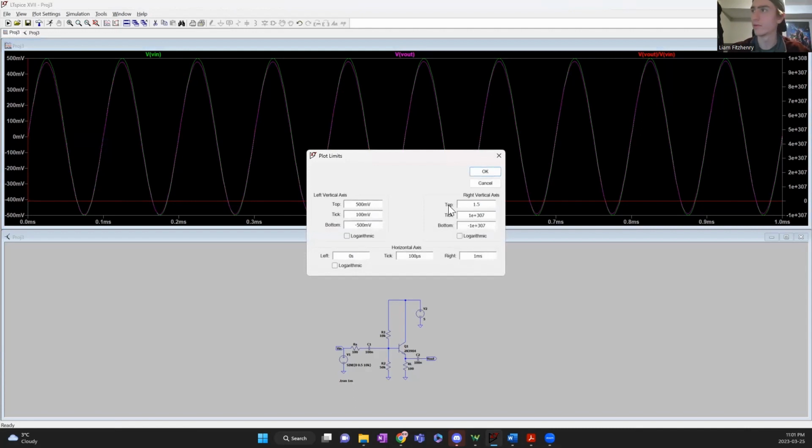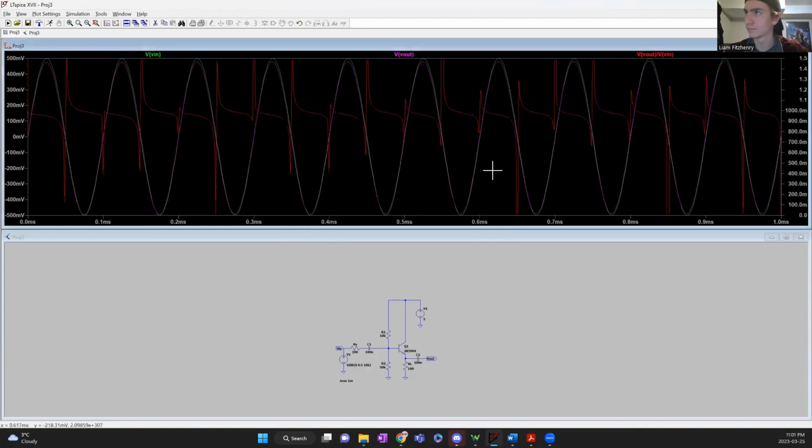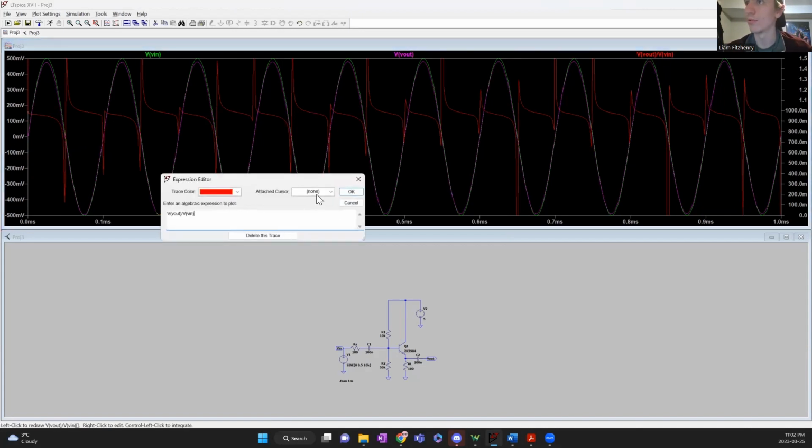Set the top to 1.5, let's say, bottom to 0. We're going to take it out to 0.1. You can see here that our gain looks kind of all over the place at first glance, but once you look past the fact that there are going to be asymptotes every time our Vin crosses 0 volts, it's actually pretty solidly at around 0.9.